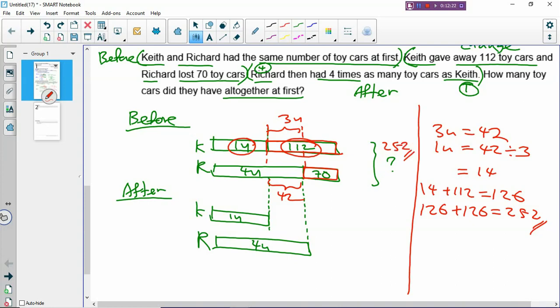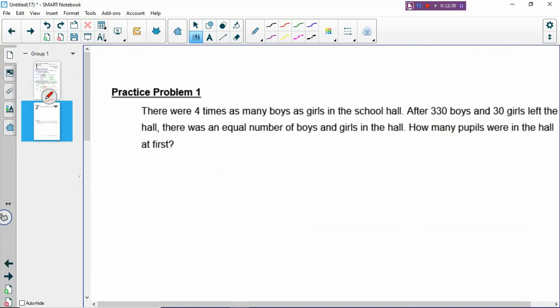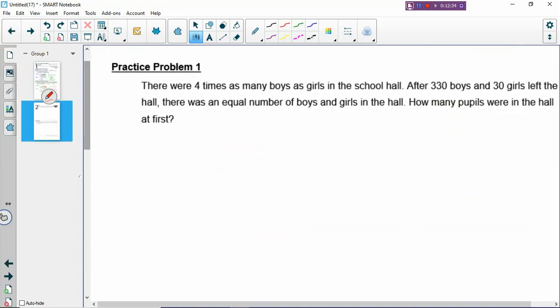Alright, so this is called the before and after model. We looked at 2 problems for today's lesson. For those of you who would like to practice, you may want to look at this question. Have a good look at it, and then you can practice it by pausing the video to look at this question, and then draw it out on a piece of paper. In the next lesson, we will look at how to draw the model for this problem.